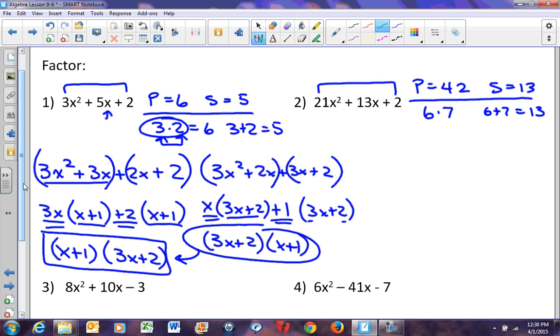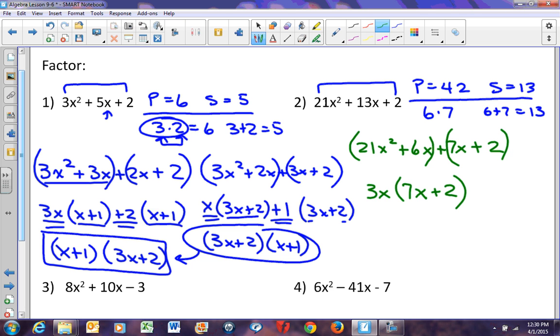So I'm just going to write it in different colors so it doesn't get mixed up with the other problem. I have 21x squared plus 6x plus 7x, because that becomes 13x, plus 2. Group first 2, last 2. What can I take out of the first term? It looks like a 3x. 21x squared divided by 3x gives me 7x. 6x divided by 3x gives me 2. What can I take out of the 7x plus 2? I can take out a 1, and I'm left with 7x plus 2. So the common term is 7x plus 2. What's left over? 3x plus 1.